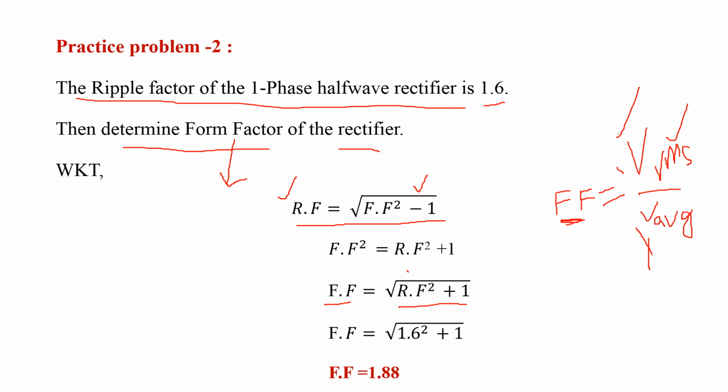In the given problem we know the value for ripple factor, that is 1.6. Just substitute here and find out the form factor value. So form factor is equal to 1.88. This formula is very important from the GATE point of view, which indicates the relation between ripple factor as well as form factor. These types of problems are very important for GATE.